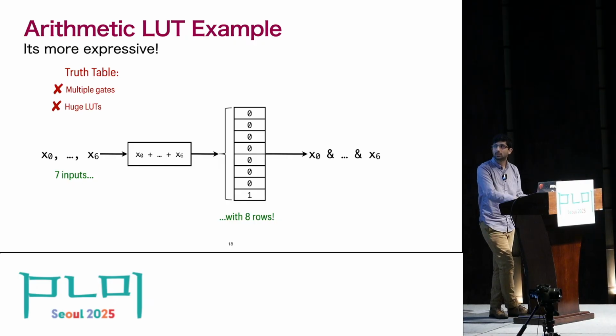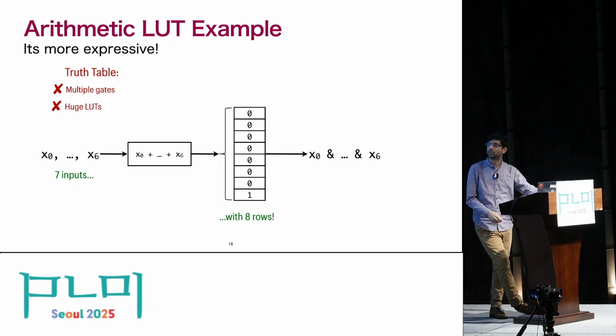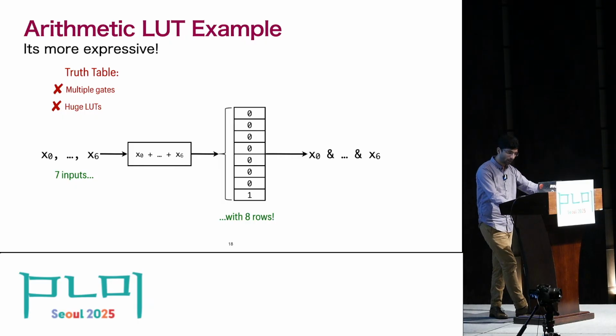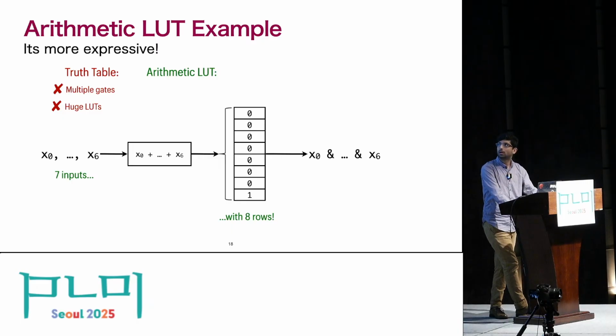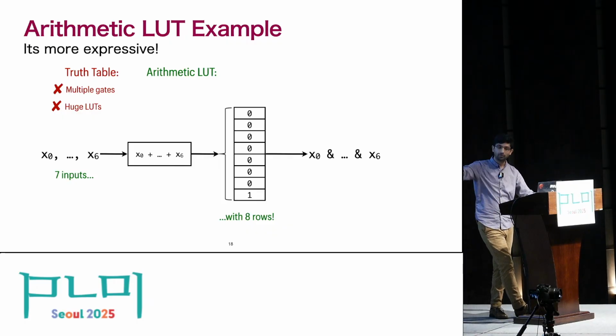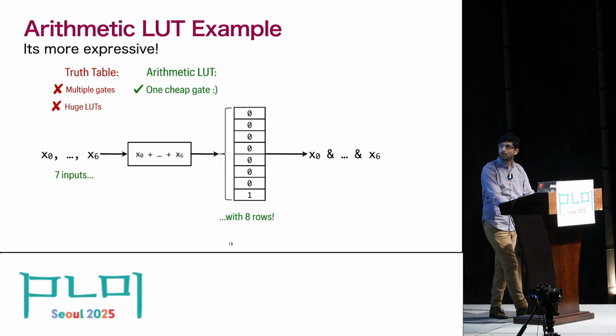Alternatively, I could try to think of this as one giant lookup table, so like 128 rows for 7 inputs. And we could build a 128-row lookup table, but it turns out the encryption parameters you need for that are kind of ridiculous. So that's generally not something you want to do. In contrast, this arithmetic lookup table, which is what I'm calling having arbitrary coefficients here, if I allow for arbitrary coefficients, I can evaluate this entire function with just one very cheap gate.